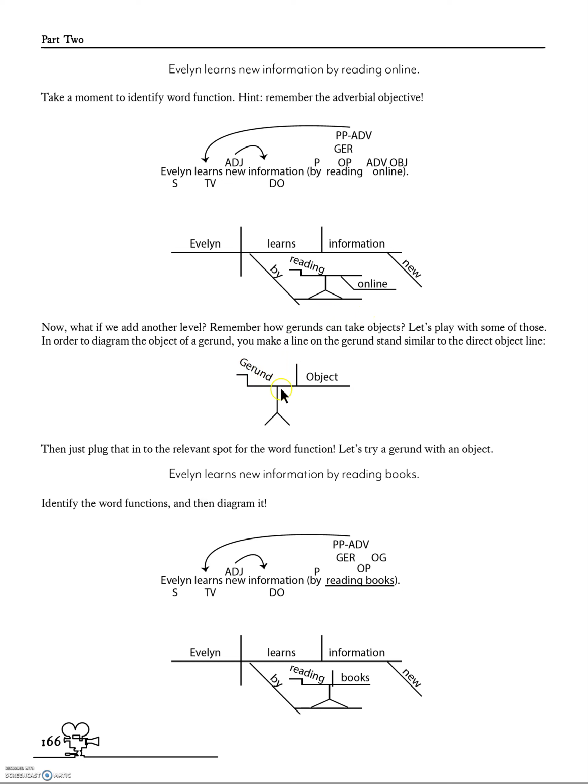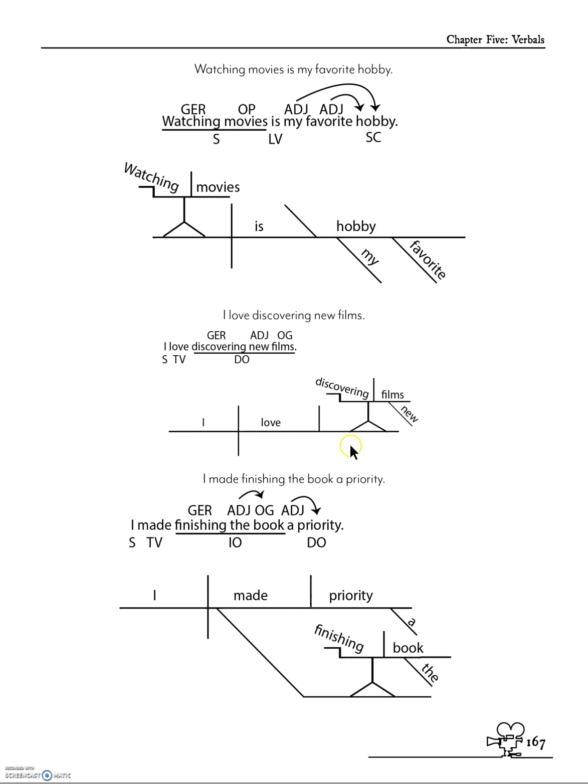Now, if you have a gerund phrase with an object, you're going to put a little direct object line. So that's familiar, right? Just like information here. So you have the gerund and the object, and then that whole thing goes on a stand. So if she is reading books, it would look like this, by, and then reading books. Now, we could also have watching movies, so that whole thing is the subject, goes in the subject spot. Discovering new films, again, discovering, and then discovering what? Films. So films is the object of the gerund discovering, and that whole phrase is the direct object, so it goes in the direct object spot.